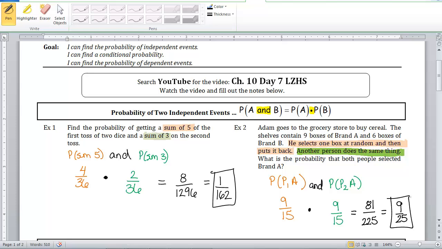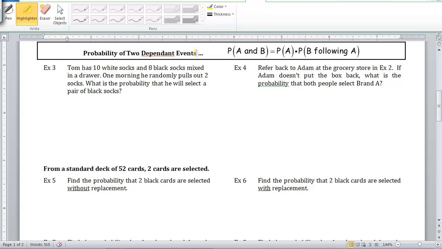A lot of the times, though, we have things that are dependent. Whenever you do not replace something, that is dependent. So let's look at the probability of 2 dependent events. The probability of 2 dependent events is again going to be multiplication, and we need both to happen. But when you're figuring out the probability of the second event, you have to take into account that event A has already happened. So let's look at example 3.